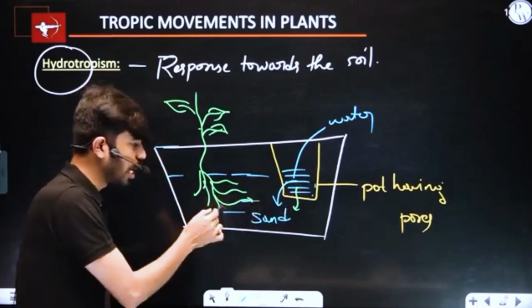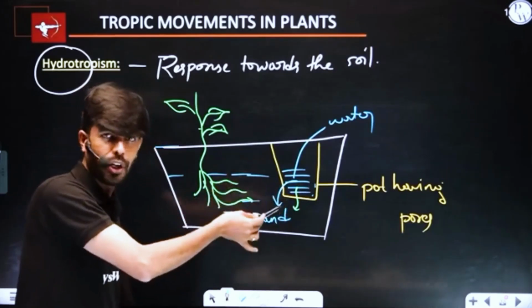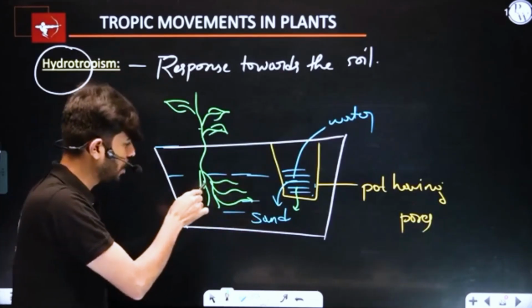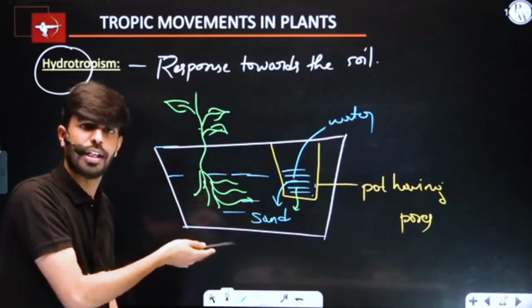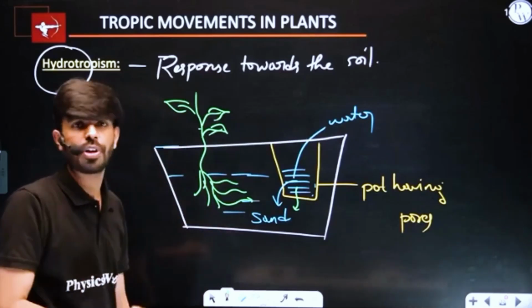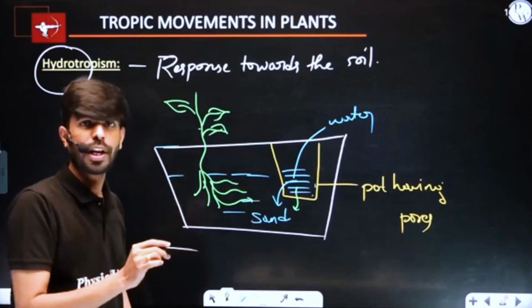So roots are showing the response towards the water or towards the ions, towards the minerals. Understood? So what can we call this? They show geotropism and hydrotropism. They are showing the response towards the water. Okay, again here, what happens?